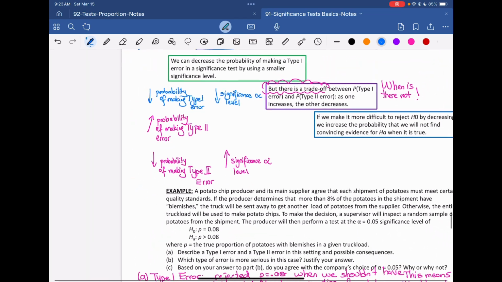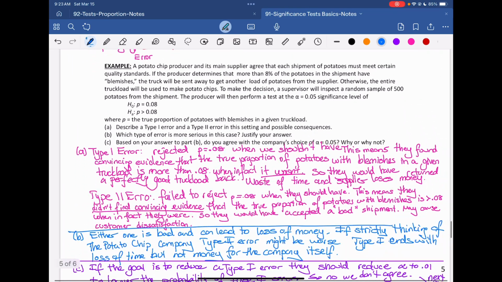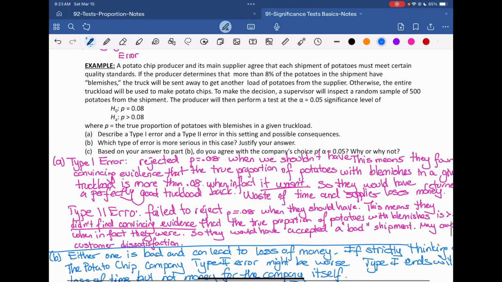All right, so let's look at this question. A potato chip producer and its main supplier agree that each shipment of potatoes must meet certain quality standards. If the producer determines that more than 8% of the potatoes in the shipment have blemishes, which means dark marks or something like that, the truck will be sent away to get another load of potatoes from the supplier. Otherwise, the entire truckload will be used to make potato chips. To make the decision, a supervisor will inspect a random sample of 500 potatoes from the shipment.